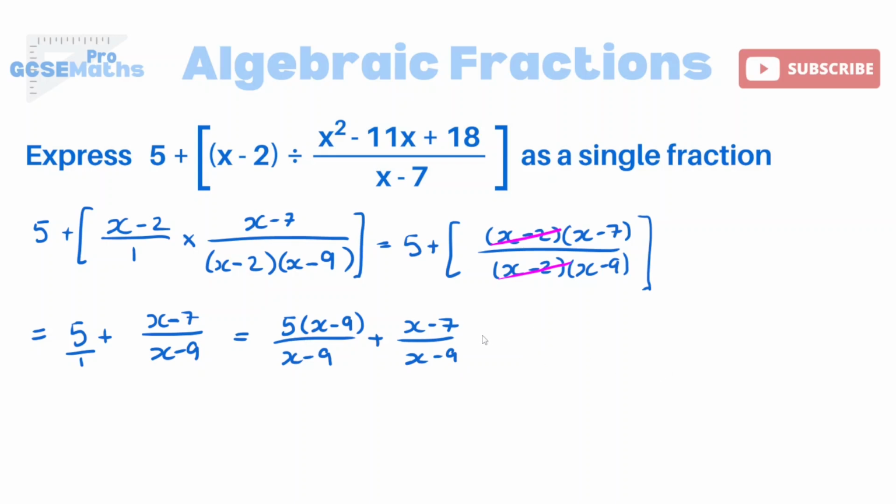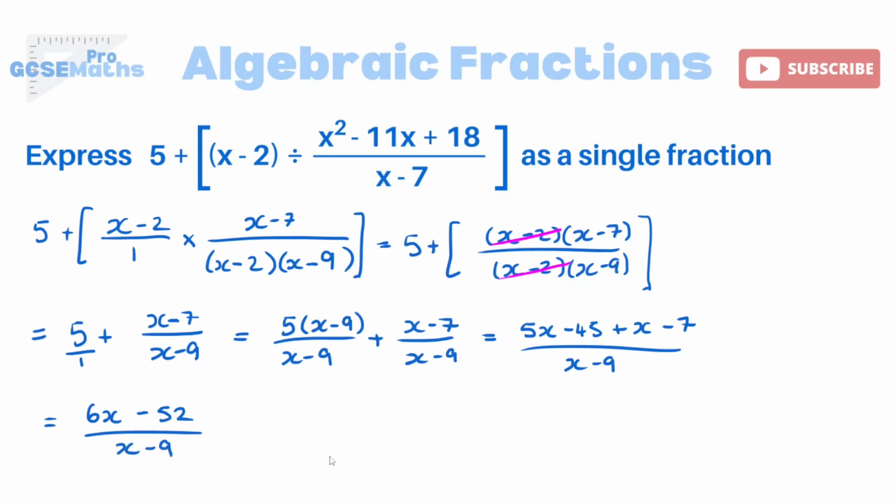Now I can just add them. So add the numerators. I'm going to expand that bracket as well, so 5x minus 45 plus x minus 7 all over x minus 9. Okay, we've got a single fraction. I'm just going to keep collecting the like terms and see what I can simplify. So 5x plus x is 6x, minus 45 minus 7 is minus 52 over x minus 9.